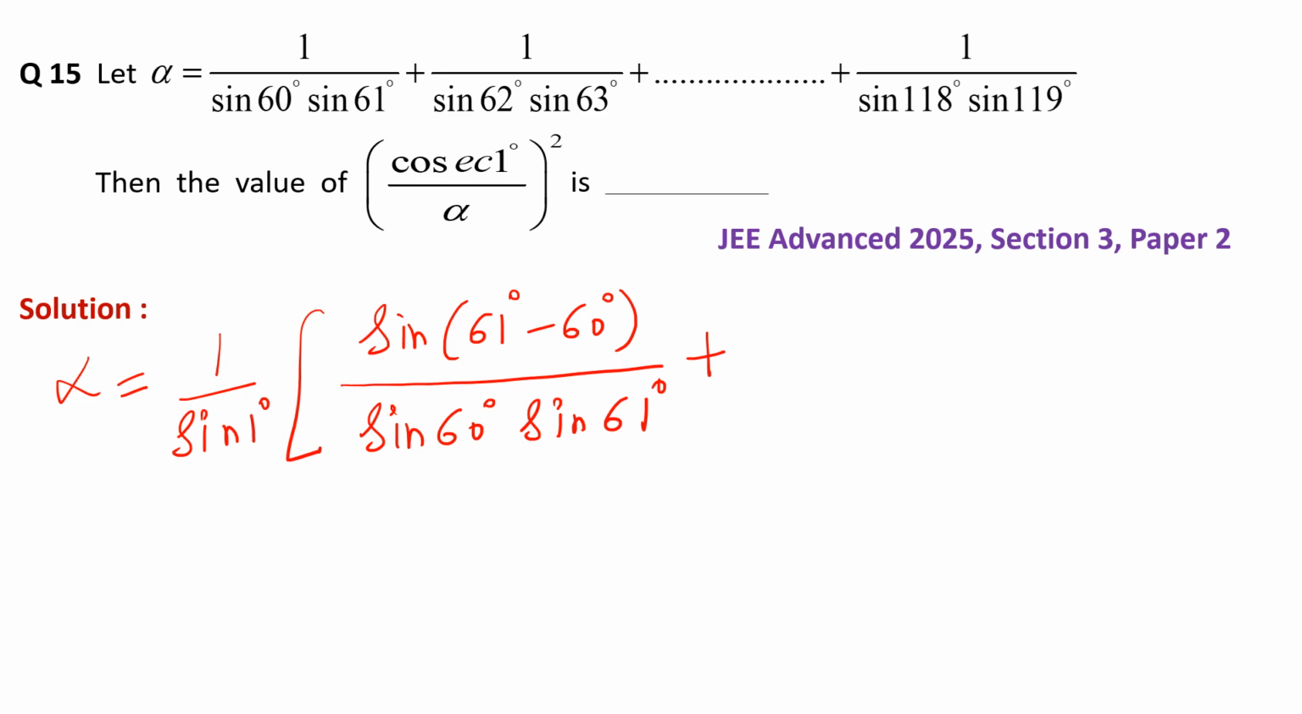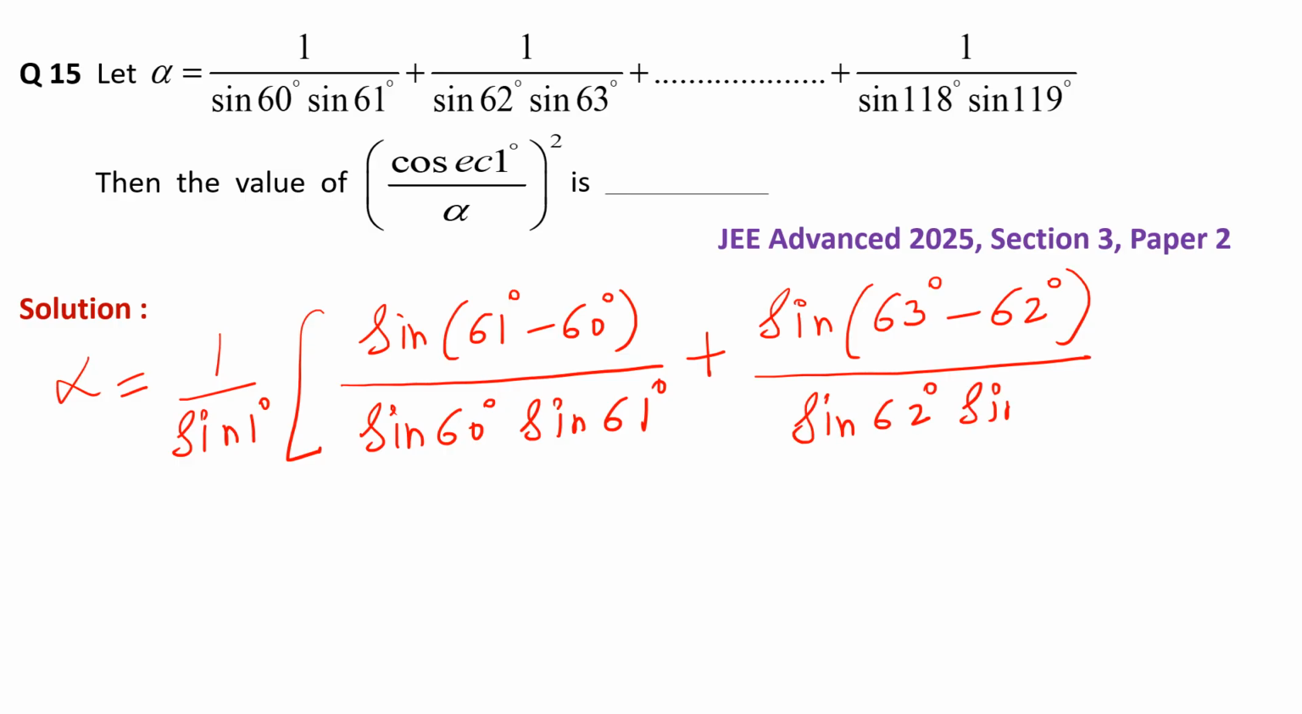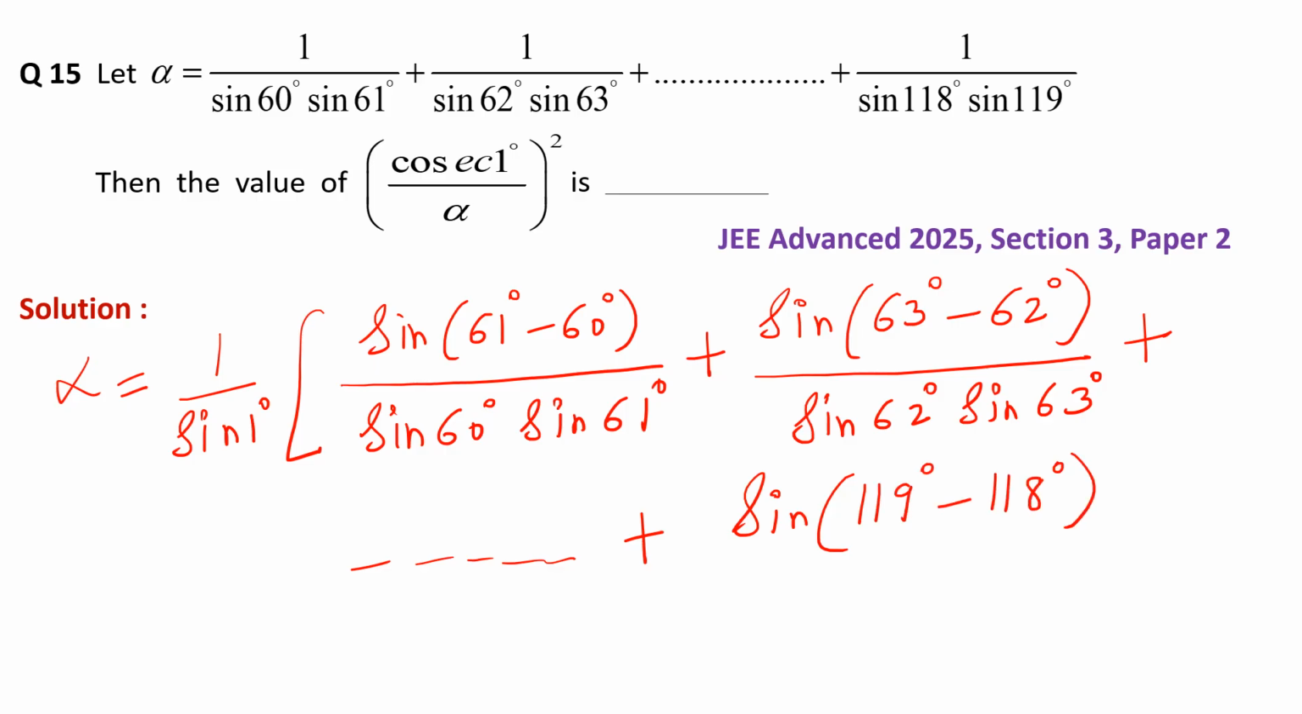Now students, the second term becomes sine of (63 degree minus 62 degree) whole divided upon sine 62 degree into sine 63 degree, plus and so on till plus the last term is sine of (119 degree minus 118 degree) whole divided upon sine of 119 degree into sine of 118 degree. Now students, we move further.